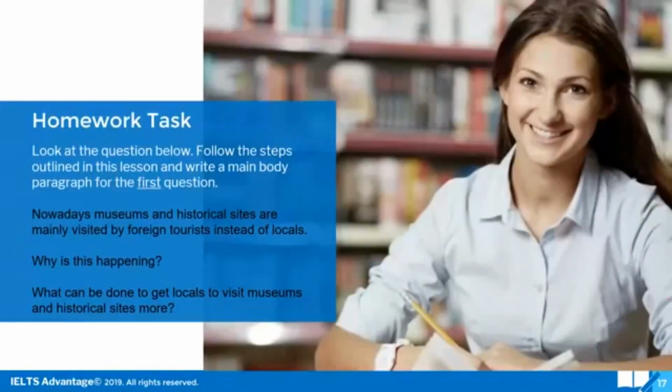Okay, so what I want to do now is I want you to take the things that you've learned in the first 3 lessons of this mini critical thinking course and put it into practice. So look at the question below, follow the steps outlined in this lesson, and write a main body paragraph for the first question. So just this one, ignore this one. And then what we're going to do next week is I'm going to take your paragraphs and analyze them through the lens of critical thinking about whether you have provided a reasonable argument with reasons and strong evidence to support your views.